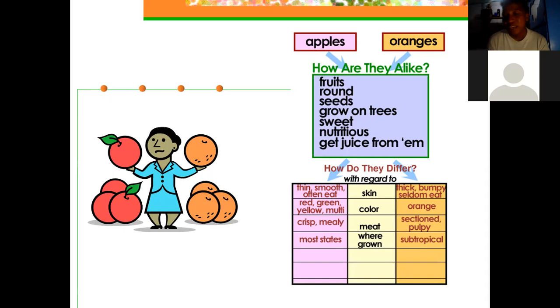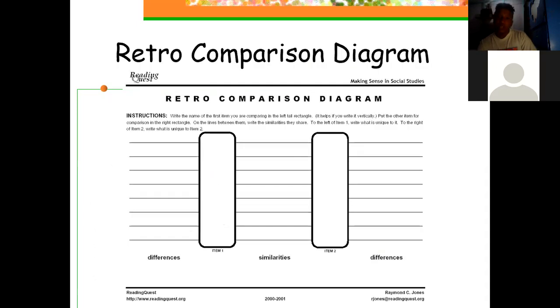Now, according to the myth, the apple is crisp and mealy, while the orange is sectioned and pulpy. According to the world, the orange is subtropical, while the apple is more stable. Right? This is a clear example.